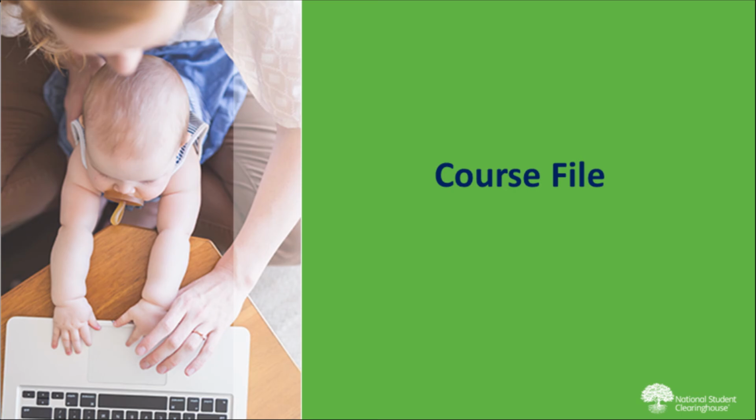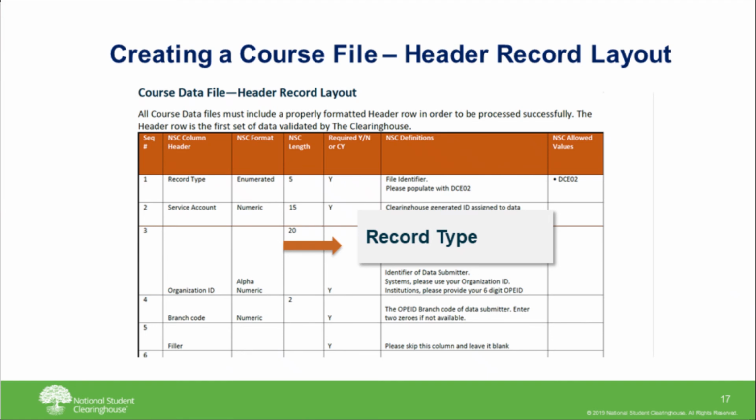Now we will cover the course file layout. The header record in the course file is the same as the header record in the cohort file. The only difference is in the record type field. Here you must populate the field with DCE02 to indicate the file type as a course file.